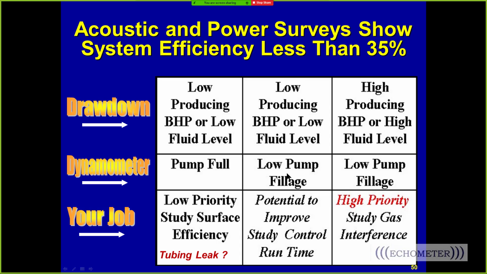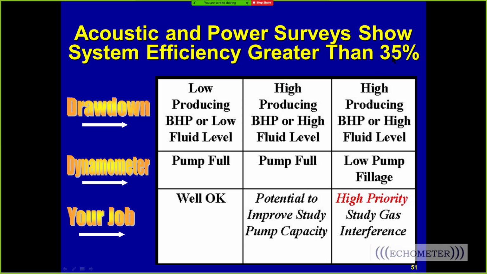If you have low bottom pressure and the pump's not full, then maybe do something to control runtime or fix this problem at the pump. If your efficiency is less than 35% and you have a high fluid level and low pump fillage, then it's probably gassy. It's a gassy well, got gas interference, and you need to get the gas out of the pump. Well, if it's greater than 35% and you have a pump that's full, then the well's okay. It's efficient and there's not that much you can improve to get it much higher.